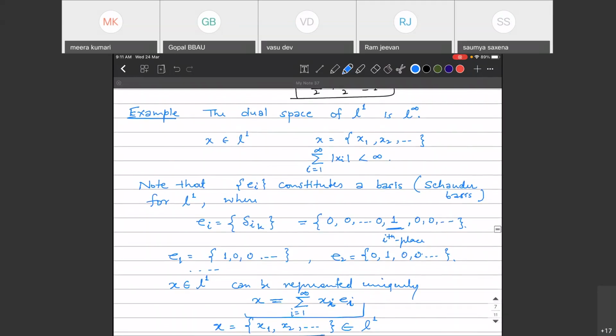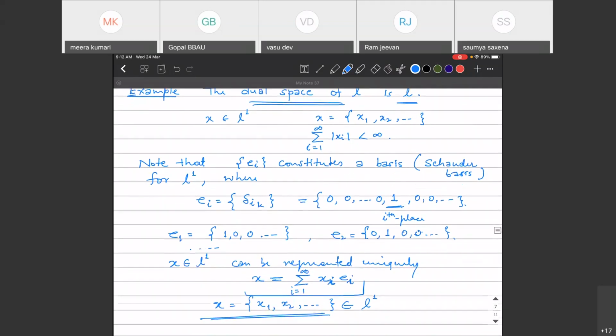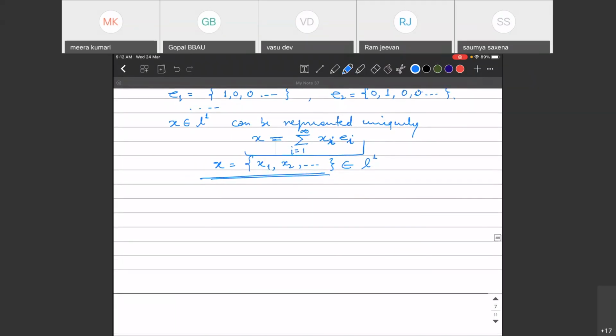So our aim is to prove that the dual space of L1 is L infinity. So what we do, if we take a bounded linear functional in L1, a bounded linear functional means a linear operator from L1 to K, correct?